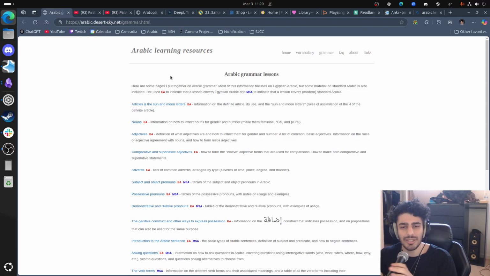There are going to be some differences. There's a lot of people who say Fusha versus Amiya. They're so different, but realistically they're the same language. They're just different. One's more formal. One's only used written and in the news and stuff like that. But the connections are there. You can't disconnect them.